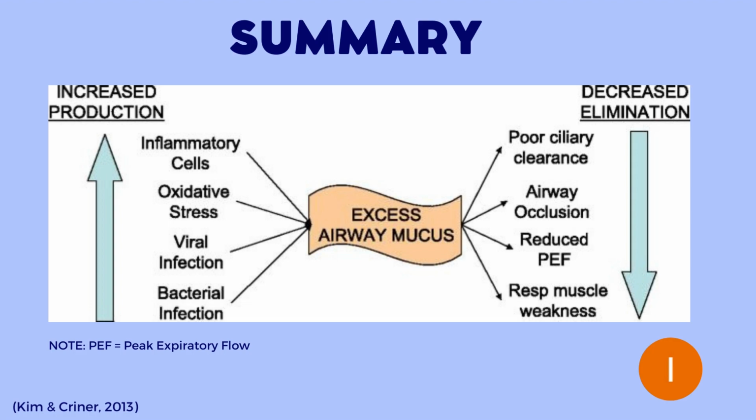To summarize this presentation, here is a diagram depicting the conditions needed for chronic bronchitis to occur.